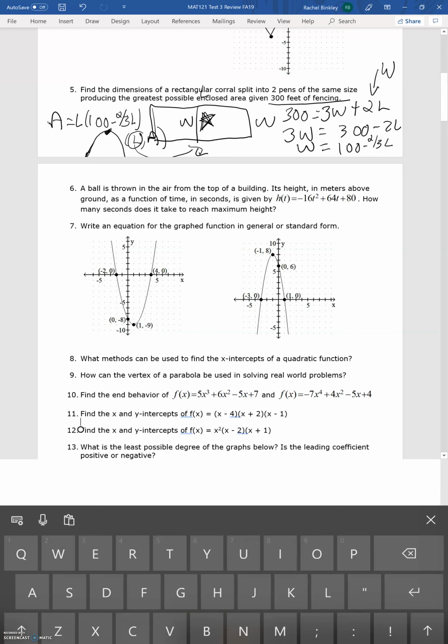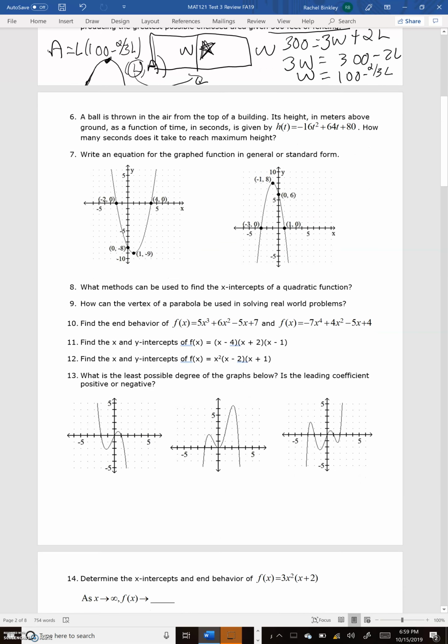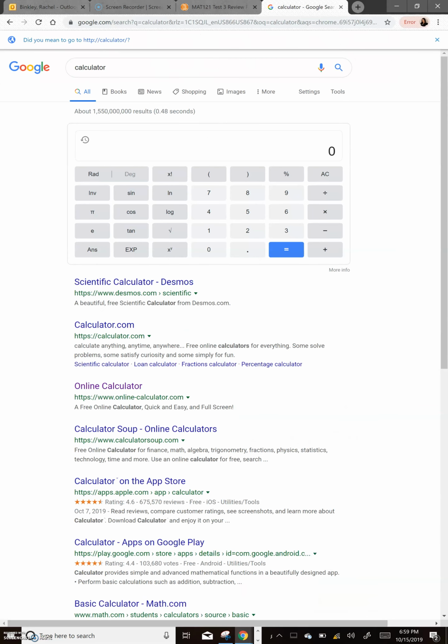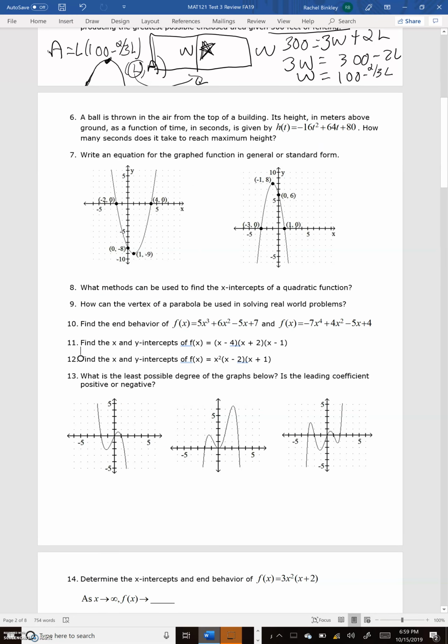Same with this next one. Let's see. How many seconds does it take to reach its maximum height? Can 16 go into 80 evenly? If it can, then we can just complete the square. Divided by 16. Yeah, 5. All right, so let's do that. Or you can just put it in the calculator, whichever you prefer.